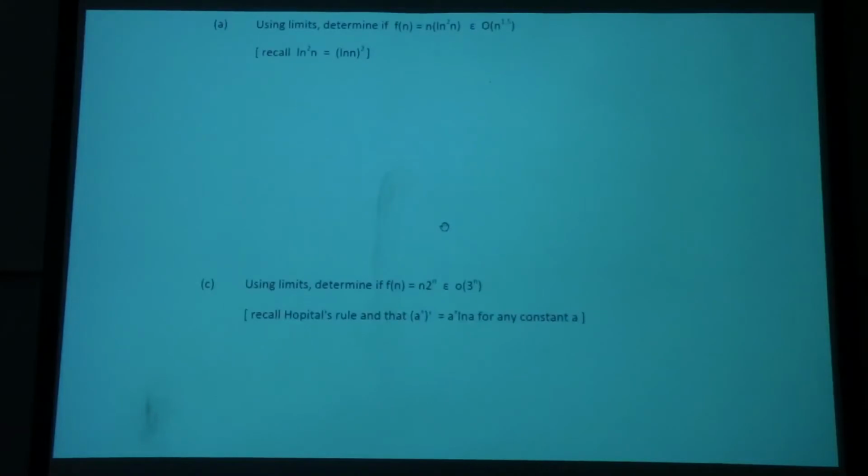All right, part C. Use limits to determine if n 2 to the n is an element of little o of 3 to the n. So we're looking for little o. What does that mean? What is little o of 3 to the n? It's a set of functions that grow slower than 3 to the n. So we want to find out if n 2 to the n is slower growing than this one. So L'Hopital's rule. I'm trying to tell you, you're probably going to use L'Hopital's rule. What is a to the x? What does this mean?